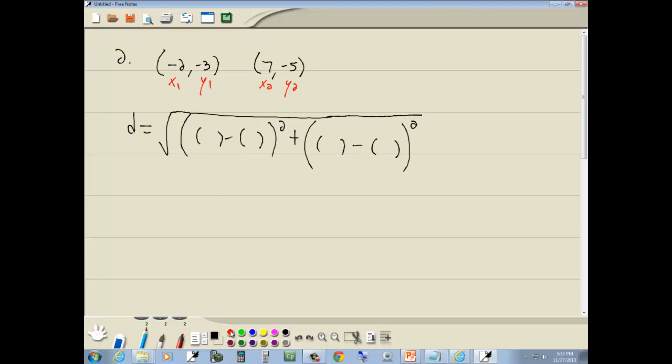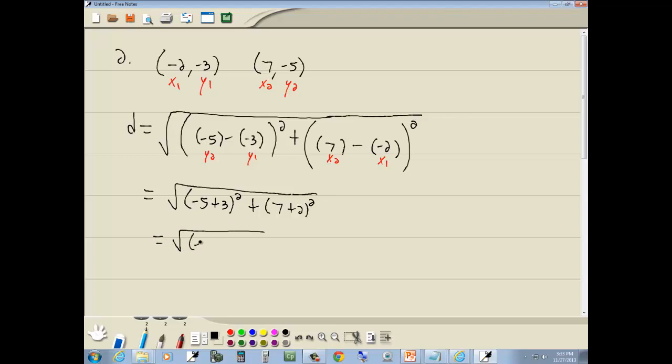And this is y2, this is y1, this is x2, and this is x1. Y2 we said was -5, y1 is -3, x2 is 7, and x1 is -2. Well, we got -5 minus a negative. Negative gives us positive, so that's a +3 squared, plus 7 minus a negative becomes +2 squared.